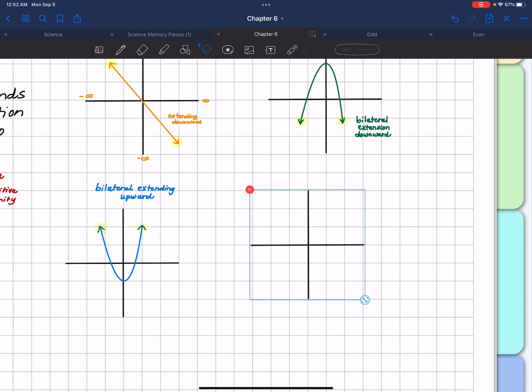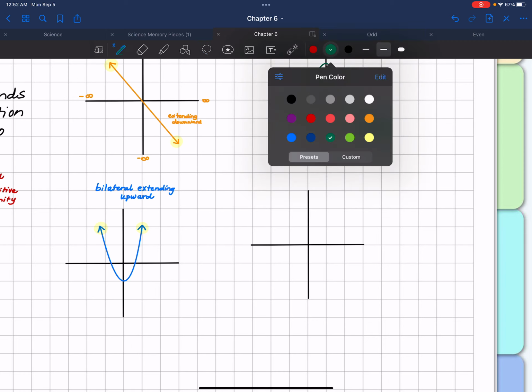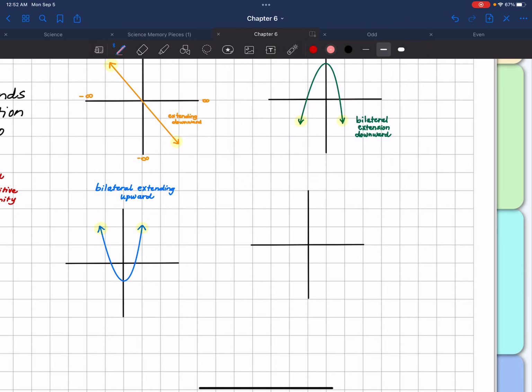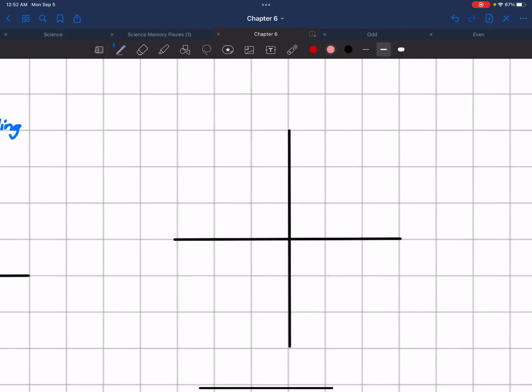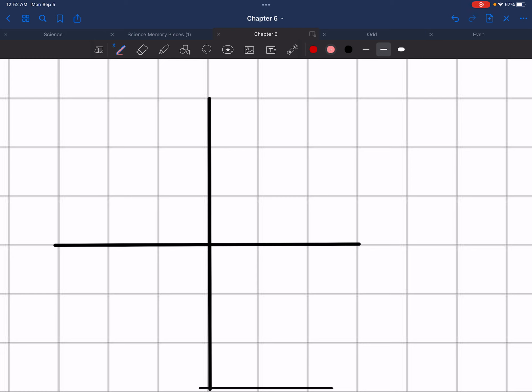How would you describe the end behavior on this fellow? I need another color that I haven't used. I guess I'll have to use pink. And let me zoom in here so I can do my best to draw it. What's happening on this end behavior?